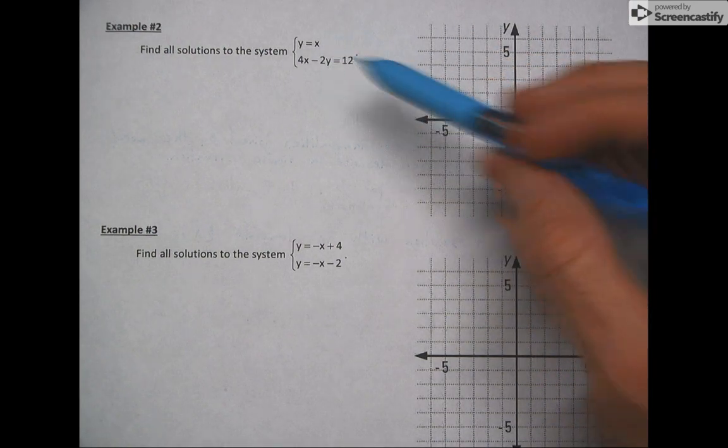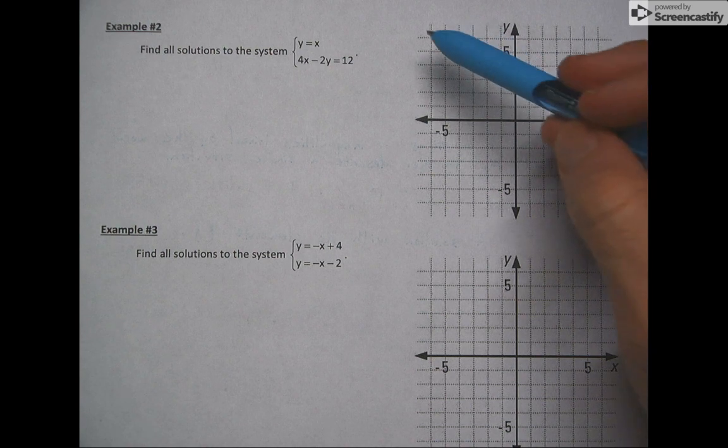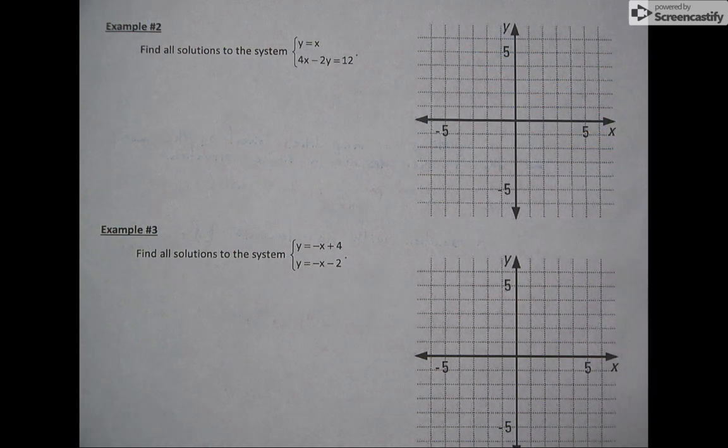Because remember, these equations form lines on your graph. And most of the time, lines only hit in one spot. They're going to cross once, and then they both go their separate ways forever. So for most of these, there's just one single solution.